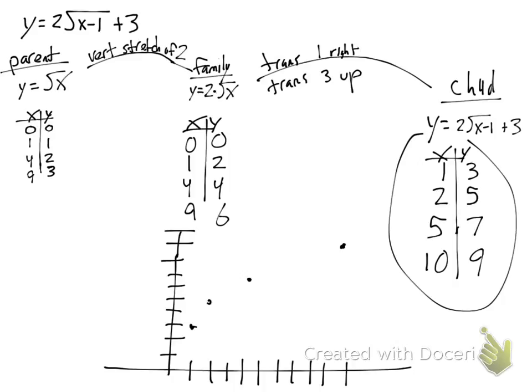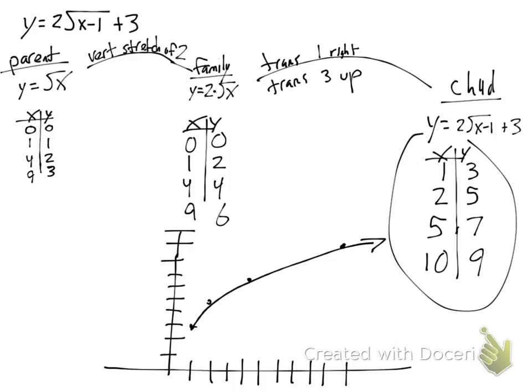A square root graph is not a line. It starts at your first point, goes up from there. It will continuously go up forever, so it goes towards positive infinity for y as x goes to infinity. But that is your square root graph.